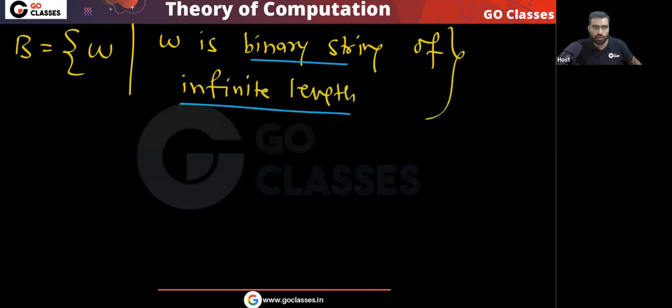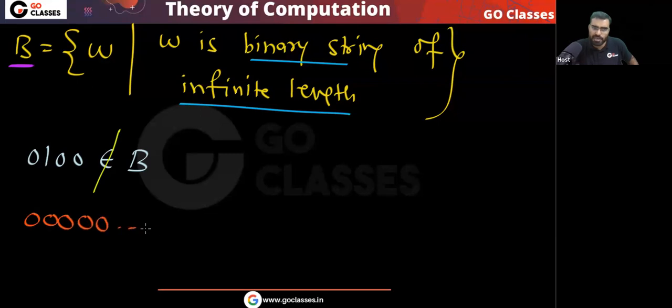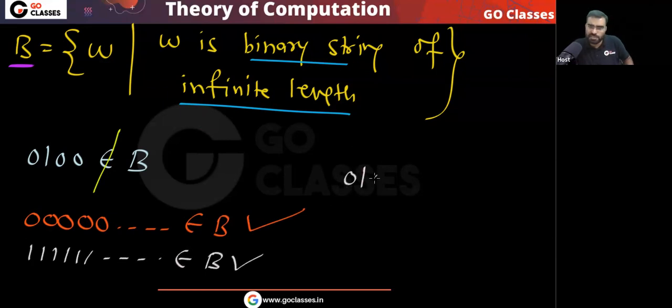Is this clear? So what type of strings do we have in B? First you understand B. Does this string belong to B? No, this string does not belong to B, because remember, in B every string has infinite length. So, for example, this string belongs to B, right? For example, this string belongs to B.